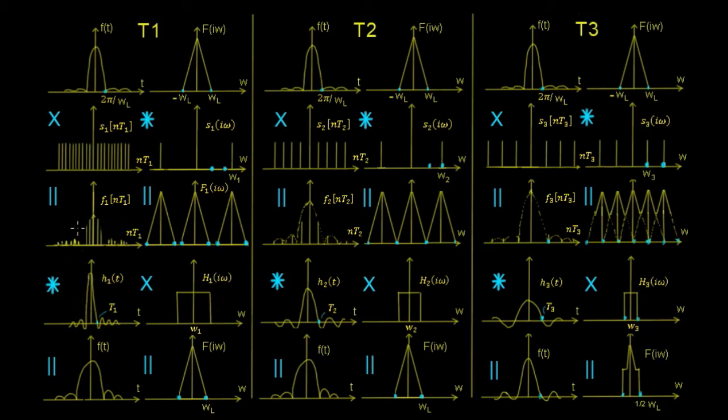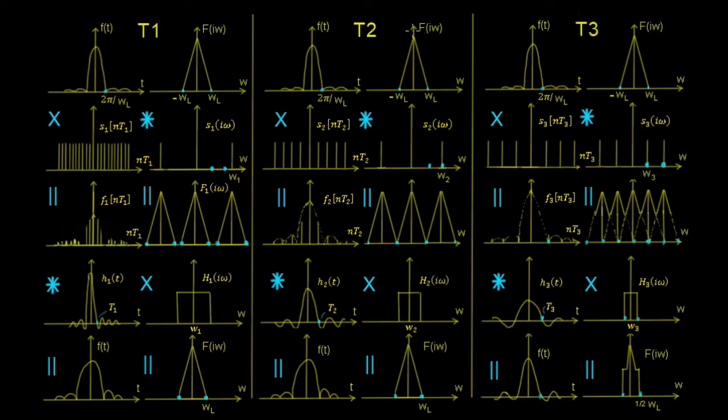So whenever we convolve this with this sinc function, we're going to get this raised sinc function, which is our original function f of t. So we're able to recover the original function f of t from the sampled function f1 of n t1. So it shows us here that there's no aliasing and we're able to get back to the original function.